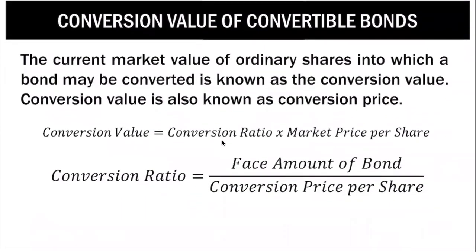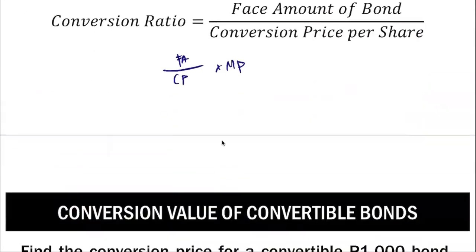Now, in a convertible bond, we need to know the conversion value and the conversion ratio. The conversion value is equal to your conversion ratio multiplied by market price per share, and the conversion ratio is computed as the face amount of bond all over the conversion price per share. Conversion value is also known as the current market value of ordinary shares into which a bond may be converted. It is also known as the conversion price. So conversion value is equal to conversion ratio multiplied by market price per share, or face amount of bond all over conversion price multiplied by your market price. Face amount all over conversion price times market price.